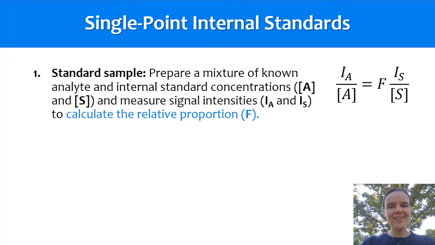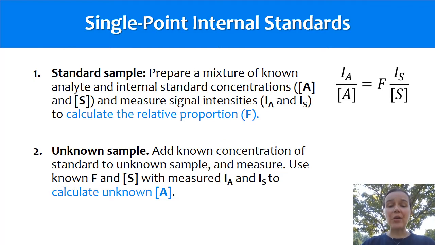So, like everything else, we have single and multiple point internal standards, and I'll start with single. You begin with a standard sample. You make a mixture where you know the analyte and the standard concentrations, and remember that brackets here, bracket notation, means molarity, so that's your concentration. You're going to measure the signal intensities of both. And then you're going to use the equation on the right-hand side, which is just a proportion between intensity and concentration for both analyte and standard, to calculate a relative proportion, or response factor, F. Okay, so step 1, standard sample to get the response factor.